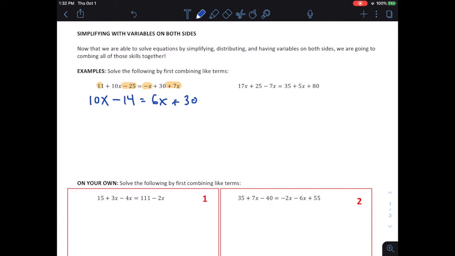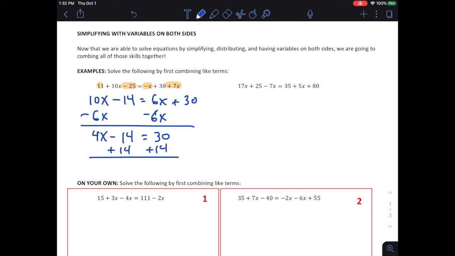So now to solve this, what I want to do is move the smallest variable to the largest one. So in this case, the 6x is smaller than the 10x, so I'm going to subtract 6x. And when I do that, I end up with 4x minus 14 equals 30. And then I'm going to add 14 to both sides. So I end up with 4x is equal to 44. And then I'm going to divide by 4. So x is equal to 11.